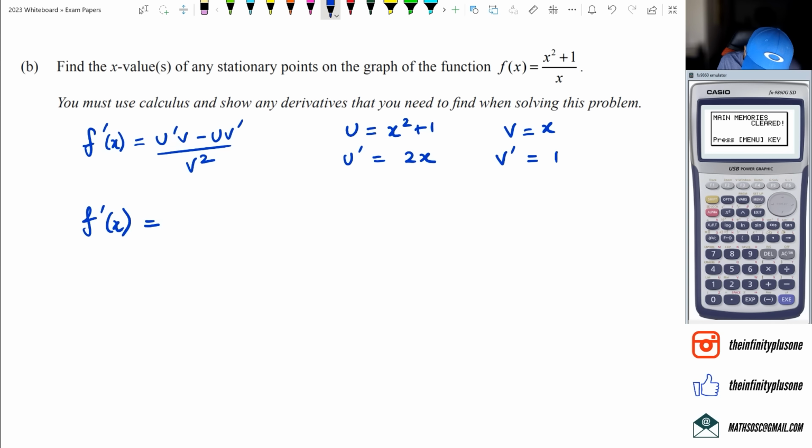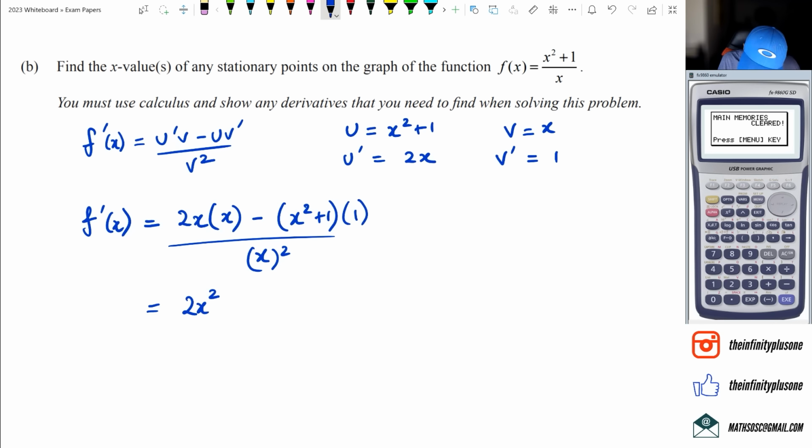So once that's done, I put this into my quotient rule equation. So I've got 2x times v, which happens to be x, minus u, which happens to be x squared plus 1, multiplied by v dash, which is 1, and all of that is divided by v squared, which equals x squared. So simplifying this, I've got 2x squared minus (x squared plus 1) divided by x squared. So that's what I have so far.